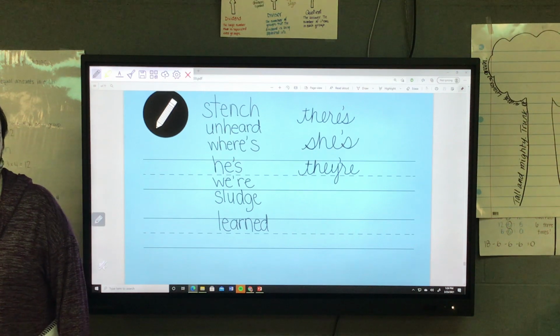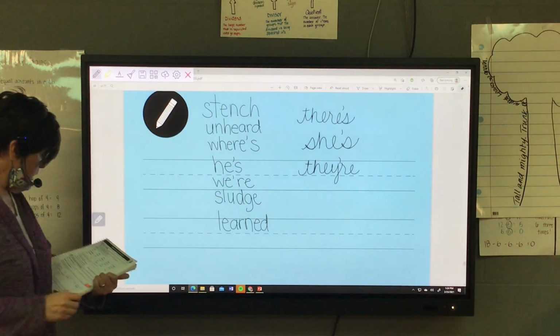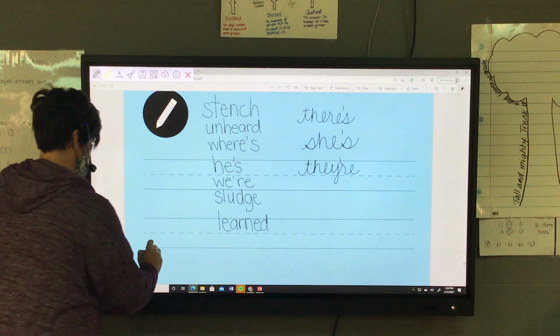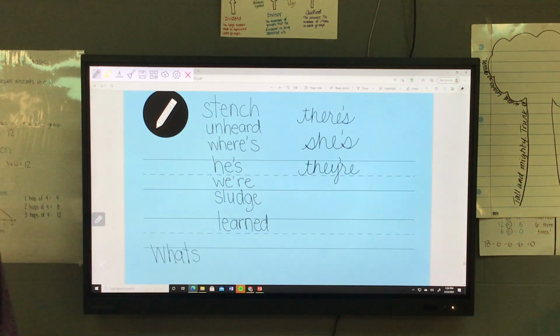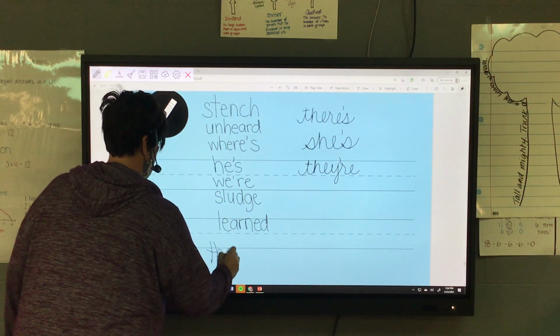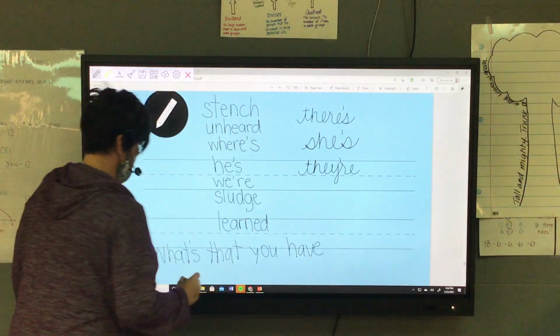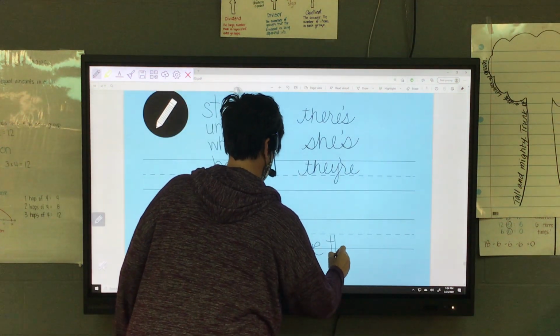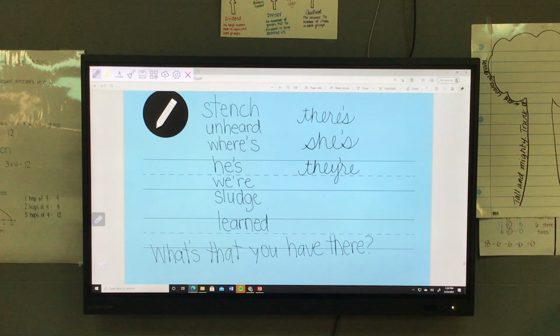Does that make sense how you do that now, Haley? Okay, the sentence was, what's that you have there? So, what's? Is that an apostrophe word? Yes, it needs an apostrophe, doesn't it? What's that you have? Almost all sight words, wasn't it? They are all sight words, I guess. The word what is a sight word for us, basically.